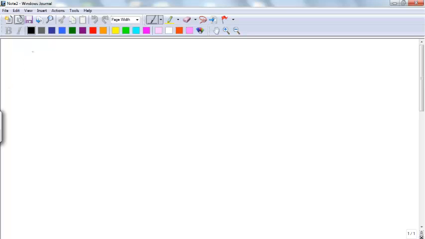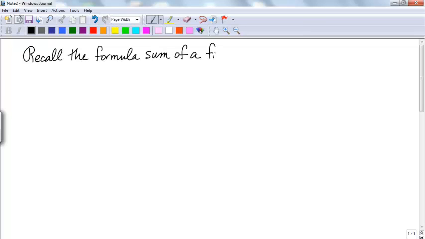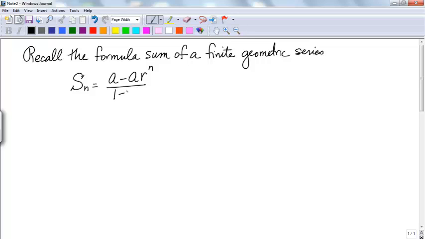Okay, recall the formula for the sum of a finite geometric series. Okay, and that formula was S sub n equals, up in the numerator, a minus a r to the n power over 1 minus r.